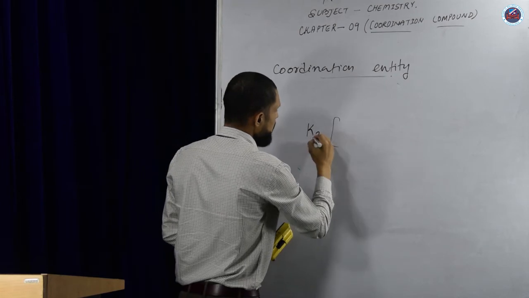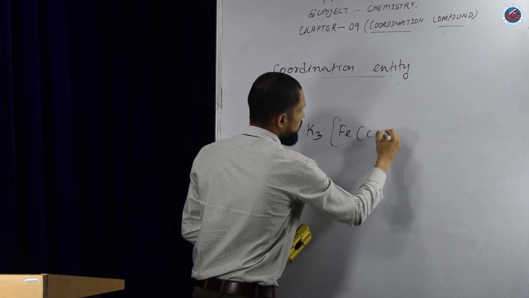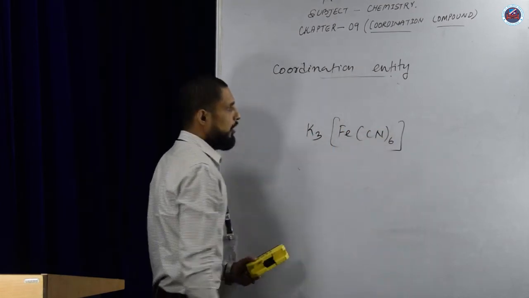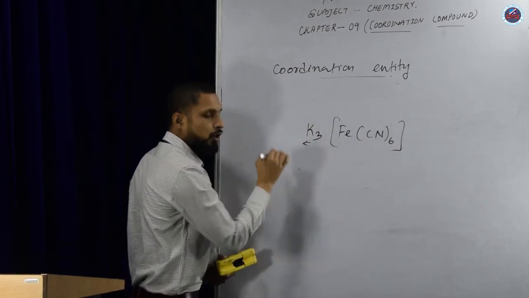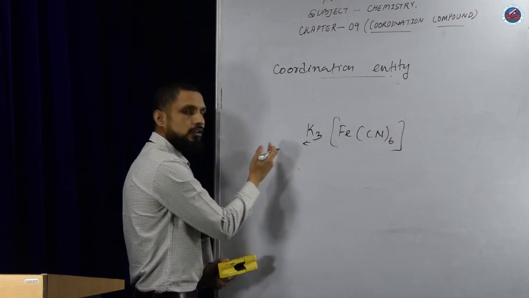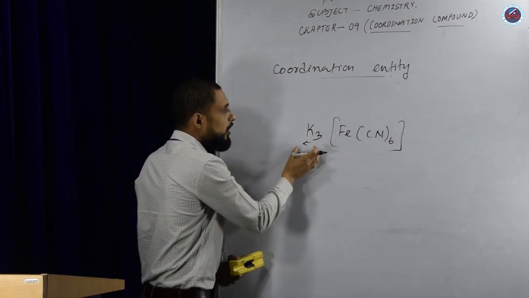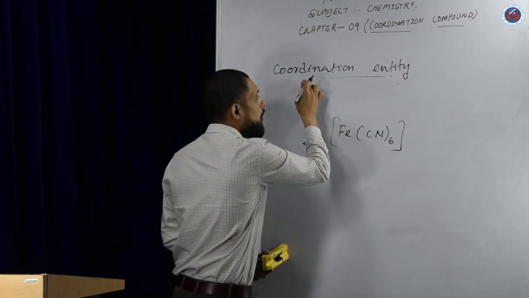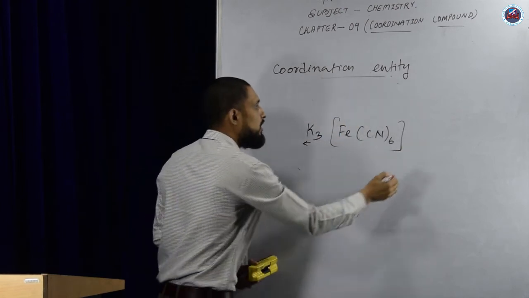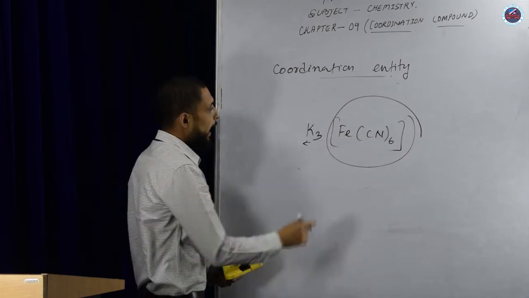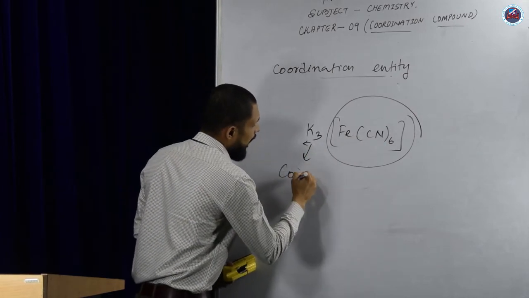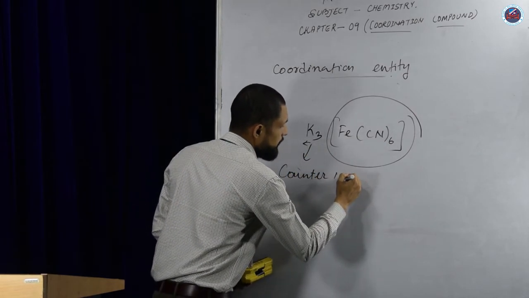One more example. Now look at this example. Here K, potassium, is outside the square bracket. So this will not constitute the coordination entity. The coordination entity will be this part, that is Fe(CN)6. And this will act as counter ion.